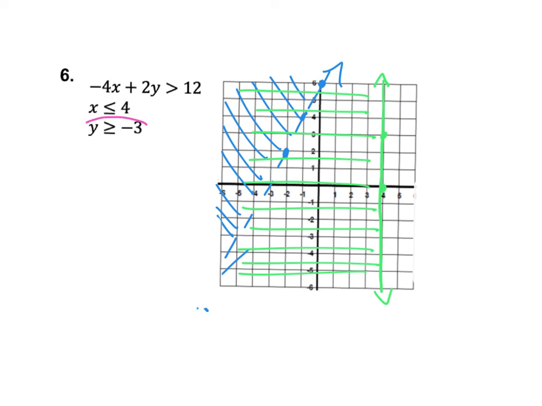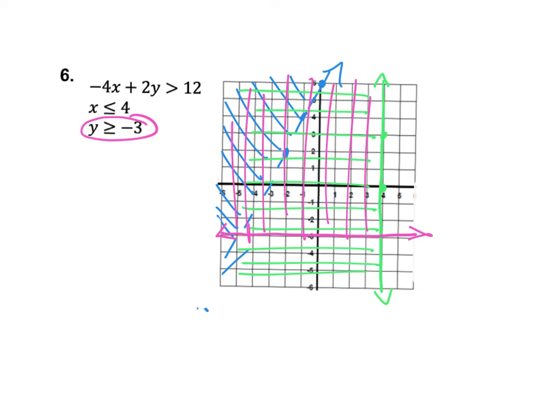Now let's graph this one right here. Y is greater than or equal to -3. Remember, those are the ones where it's a horizontal line, and in every case, y is greater than or equal to -3. All right, so now I'm going to shade up.